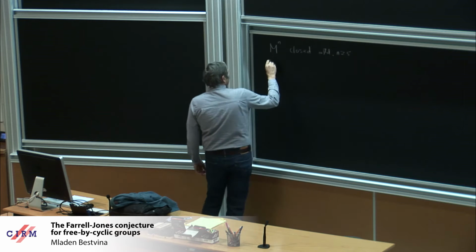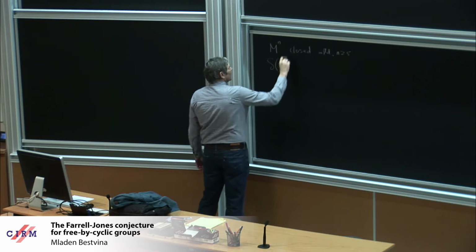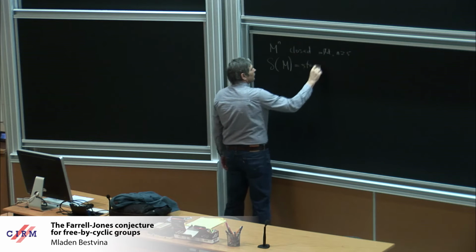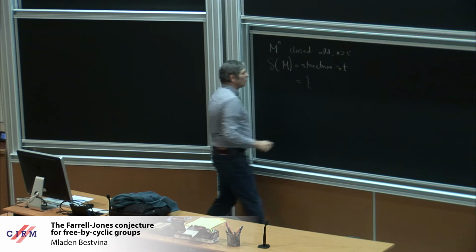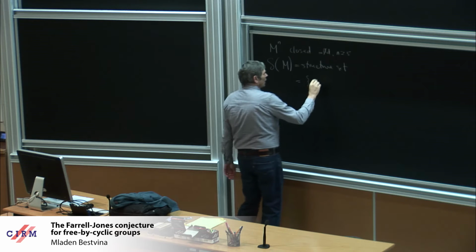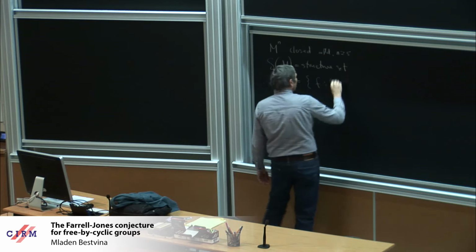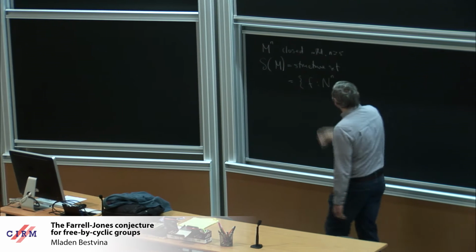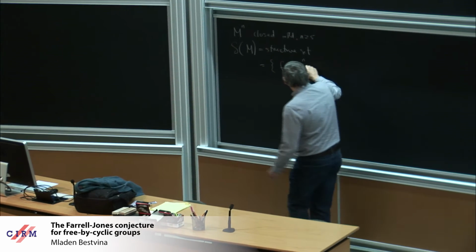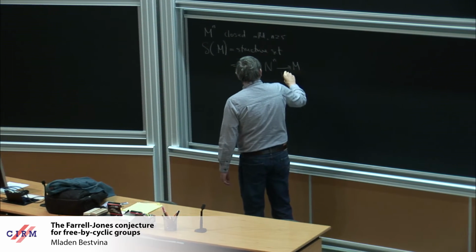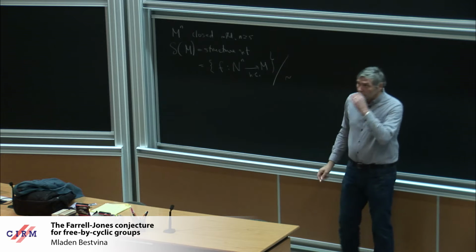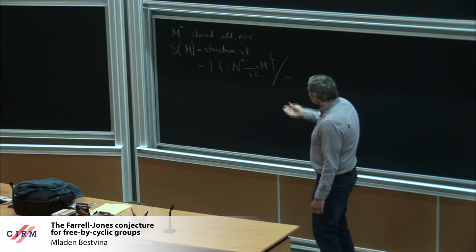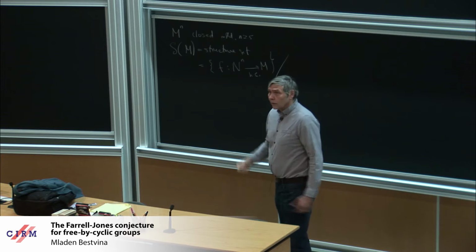And then there is something called the structure set of M. Okay, so how is it defined? Well, you look at all homotopy equivalences from a manifold of the same dimension n, a closed manifold, to M. So this is a homotopy equivalence. And then you mod out by a certain equivalence relation. And you define this relation just in the same way that you define Teichmuller space.